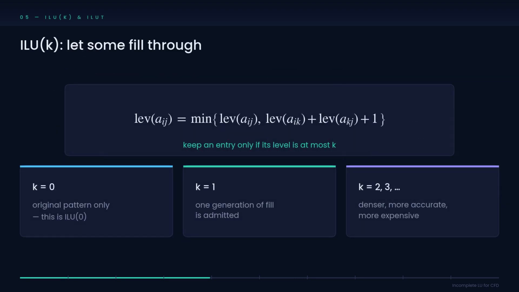If dropping all fill-in is too aggressive, the natural next question is, can we keep the useful part? ILU(k) answers it structurally. Give every original entry level 0. When fill-in is generated at a position, give it a level equal to 1 plus the levels of the 2 entries that produced it, and keep it only if that number is at most k. So k equals 0 recovers ILU 0. k equals 1 admits 1 generation of fill, and so on.